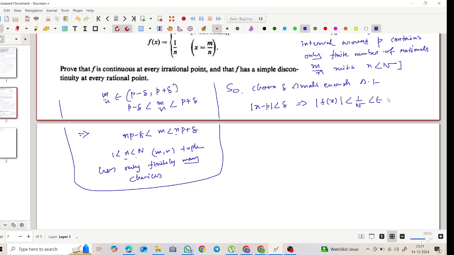See, f x is 0 when x is irrational, so we don't need to worry about irrationals, right? And what is this thing? This is when x belongs to p minus delta comma p plus delta. So for it you can have only finitely many rationals. So what do you get? I mean, f of m by n is 1 by n, na? That's what they're saying.